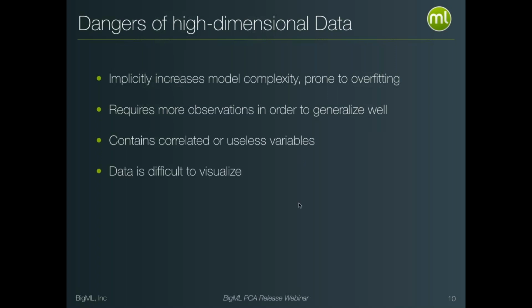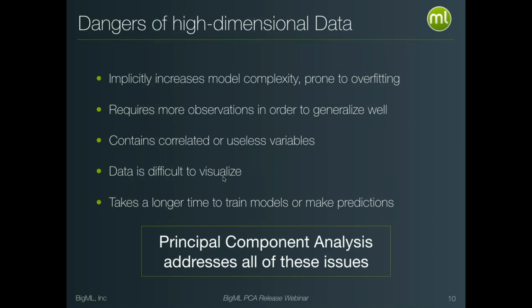High-dimensional data is also very difficult to visualize typically. Anything beyond 3 dimensions really is quite difficult to visualize in a very simple manner. And when you get to hundreds or thousands of variables, it becomes an even bigger hardship. And then finally, high-dimensional data can take a long time to train models or make predictions. And again, this has to do with the added number of parameters in your model.